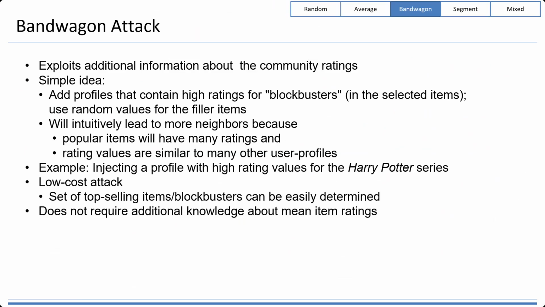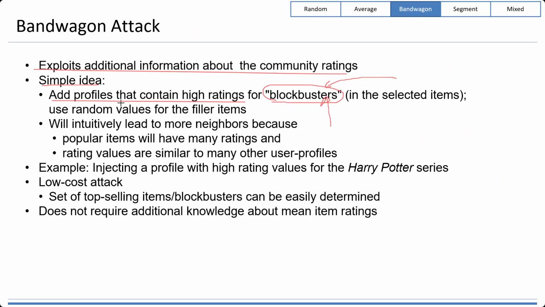Bandwagon attack. What does it mean by bandwagon attack? In the bandwagon attack, we want to exploit additional information about the community ratings. The simple idea is we can add profiles that contain high rating for blockbusters. Do you know blockbusters? Usually we call blockbusters the popular items. Like in the movie, we have blockbuster movies, meaning the movie is very popular, high rating, and they can give high profit to the directors or the movie production house.